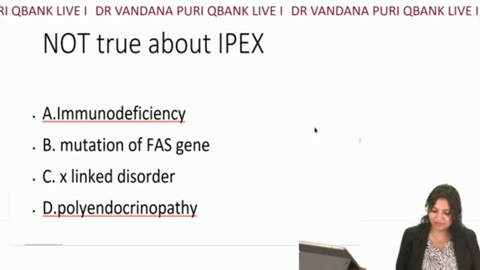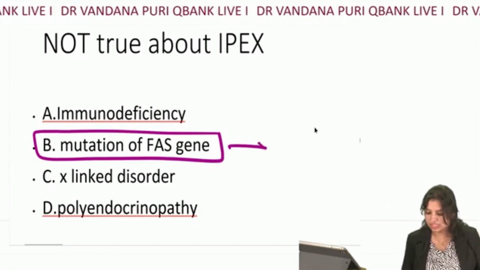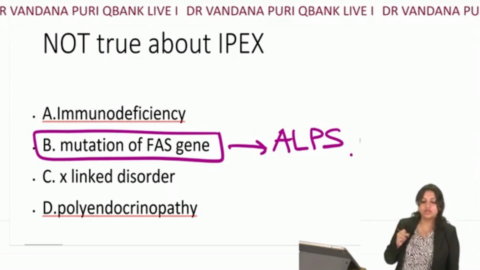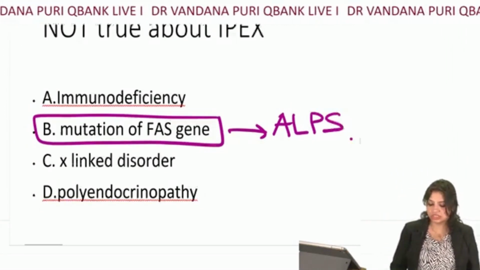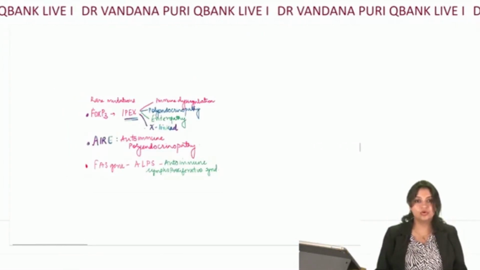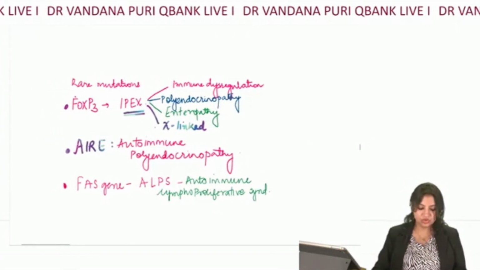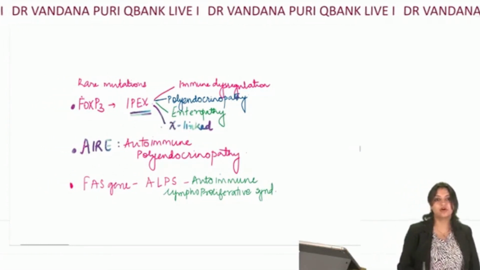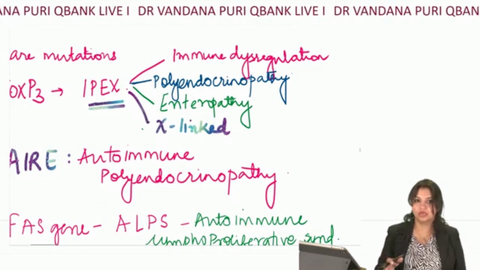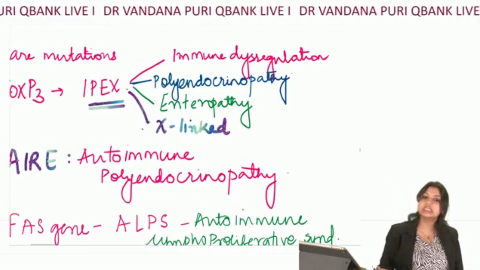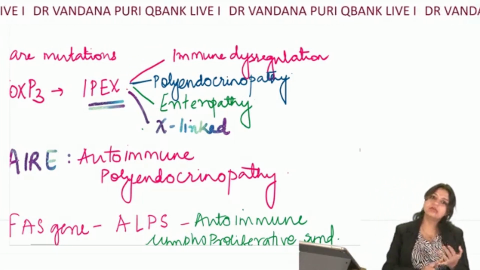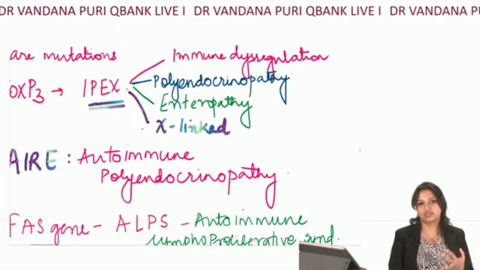I hope you know this. We have already discussed that mutation of the FAS gene causes ALPS. It does not cause IPEX. So quickly, let's see these full forms which we should know. Do you know what IPEX is? IPEX stands for I for immune dysregulation, P for polyendocrinopathy, E for enteropathy, and it's an X-linked disorder. So X-linked disorder, enteropathy, polyendocrinopathy, and immune dysregulation.